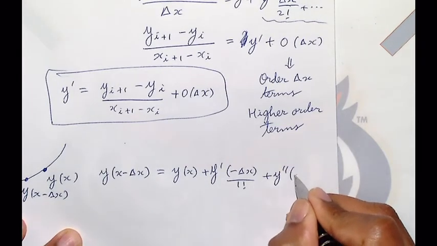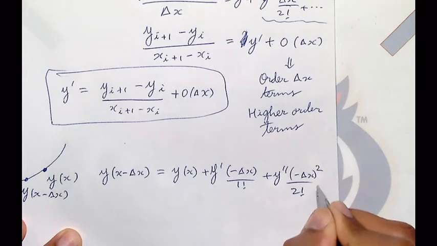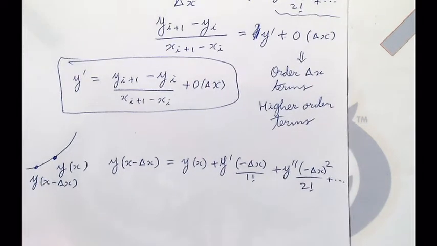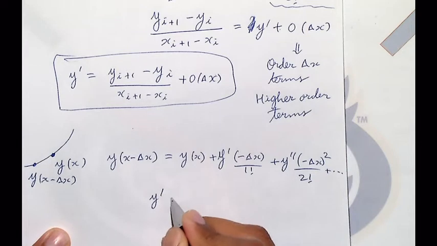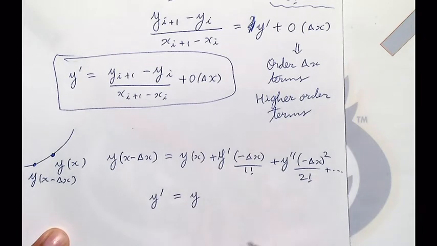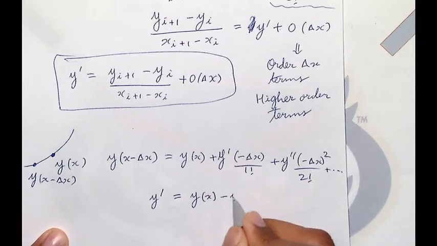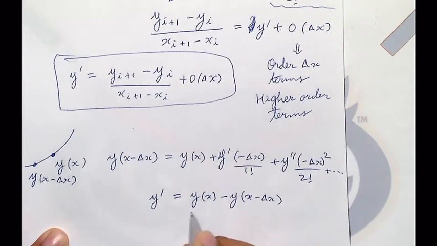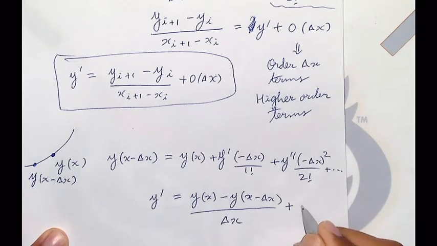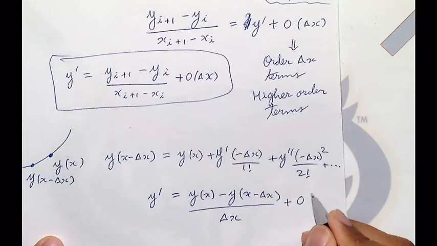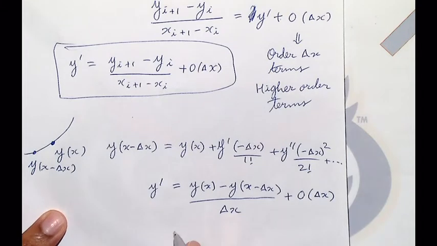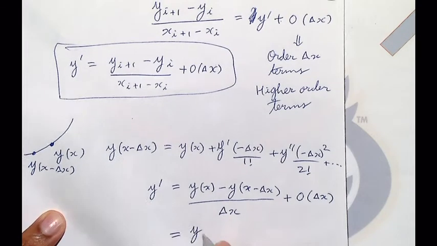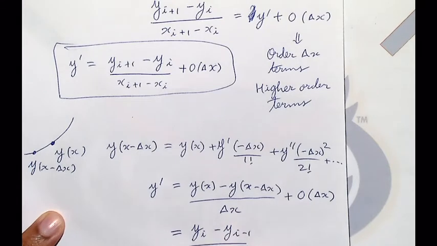Y double prime delta x squared over 2 factorial, and so on. Okay? When we rearrange this, we get y prime is equal to y at x minus y at x minus delta x, over delta x, plus again the same thing, order of delta x. So the higher order terms are order delta x. If I rewrite this in terms of indices, it's just yi minus yi minus 1 over xi minus xi minus 1, plus order delta x.